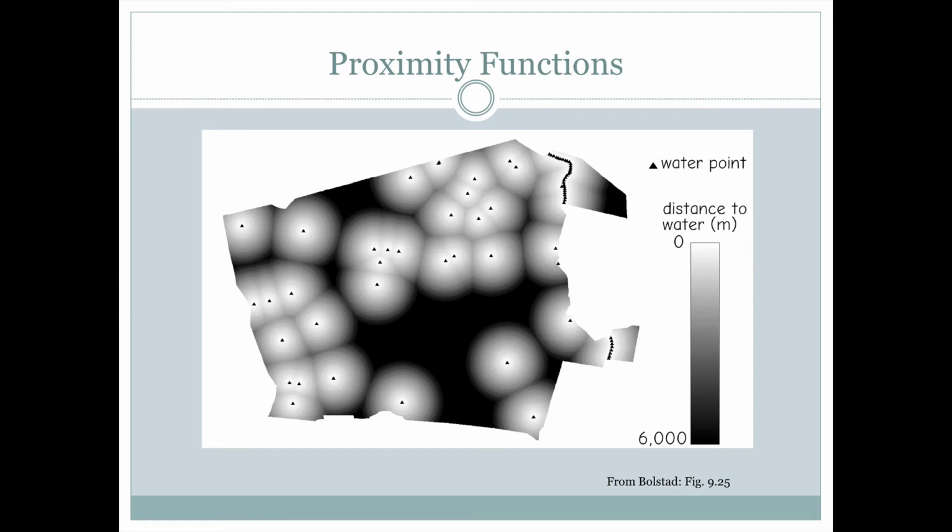Proximity functions could include traditional buffering, but usually when we talk about proximity functions, we're talking about how close things are based on a raster grid. So we can see in this example here that the further away something is, the darker the shade of gray it's represented as. And this is done on a grid type basis.